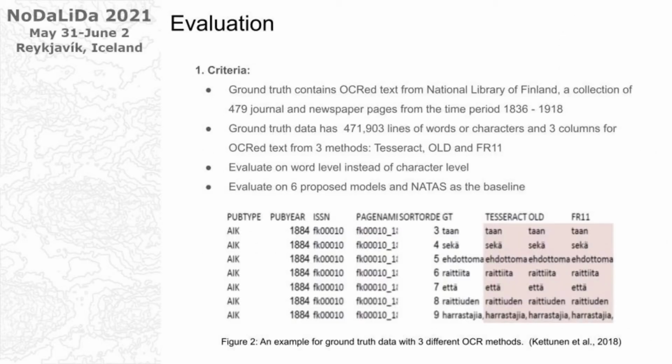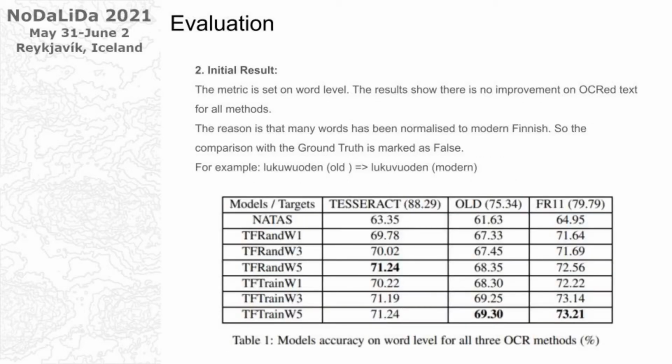In evaluation, we use ground truth from a historical Finnish newspaper. This dataset has more than 400,000 ground truth words and 3 different OCR methods, which are Tesseract, Old, and FR11. We evaluate the 6 proposed models and the baseline performance at the word level instead of the character level for each OCR method. The initial results show that there is no improvement on the OCR text.